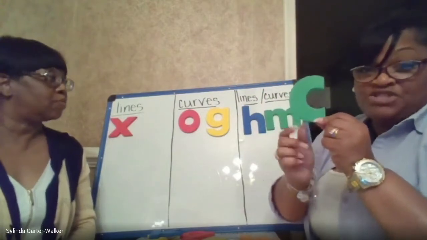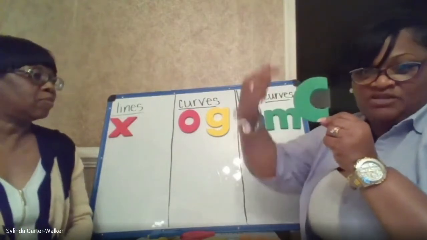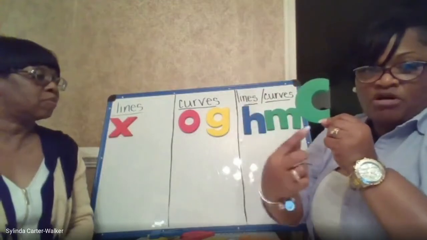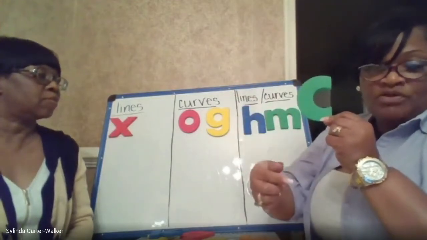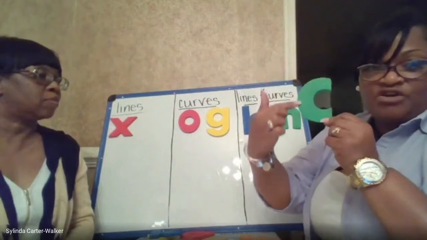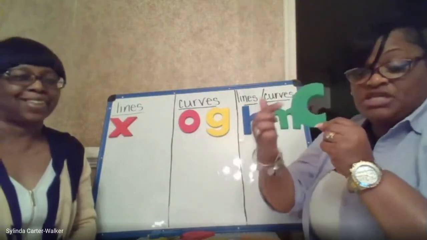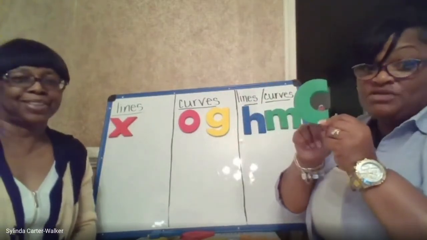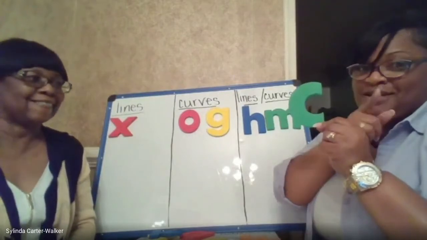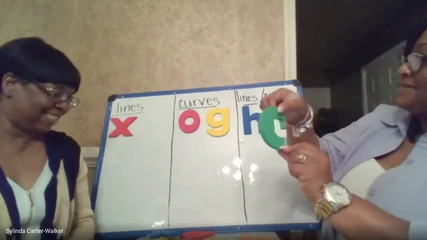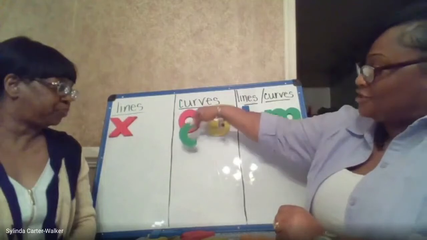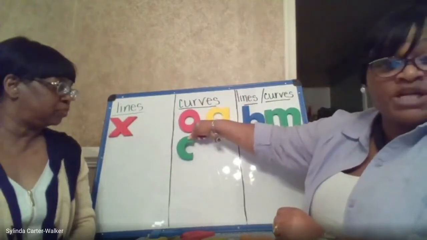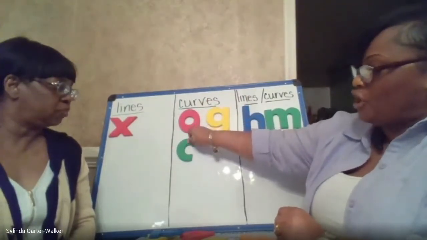Where do you think it goes? Did you see any lines? Did you see anything that went straight up or across or diagonal? Or did you see just curves? Or did you see both? If you said just curves, you are right again. It goes right here under the curves column. I'm going to put it under the letter O.